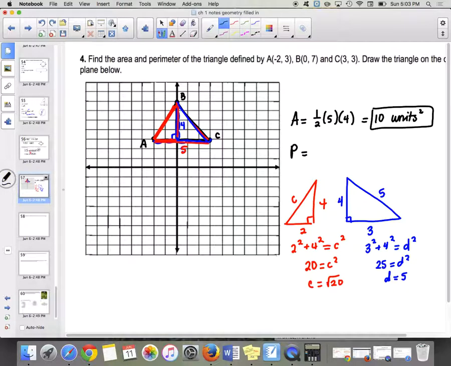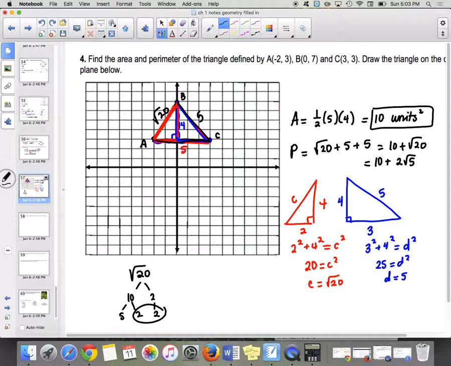So my perimeter then, if I write the exact form, it's the square root of 20 added to 5 added to another 5. So that 5 and this 5 and the square root of 20. So it's actually a nice isosceles triangle. So two of the sides are the same. So we'd write 10 plus the square root of 20. Now square root of 20 breaks down. So it breaks into 10 and 2, 5 and 2. So we have 2 2's. So the exact answer would be 10 plus 2 root 5.